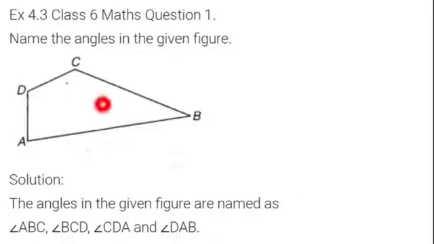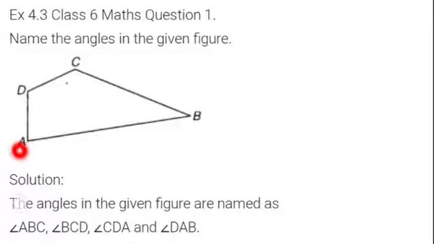The next is segment BC and segment CD. They have one common point where the two segments join, which is C. So the angle's name is BCD. You may name it in another way, DCB, also. The next segments which are joining are CD and AD, where they intersect at point D. So the name of this angle will be CDA.